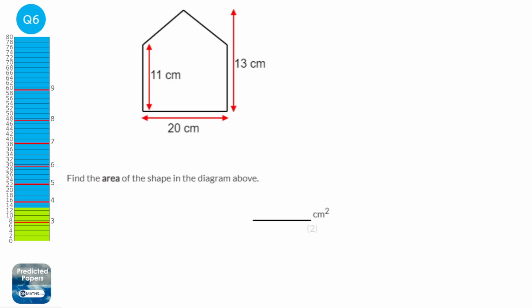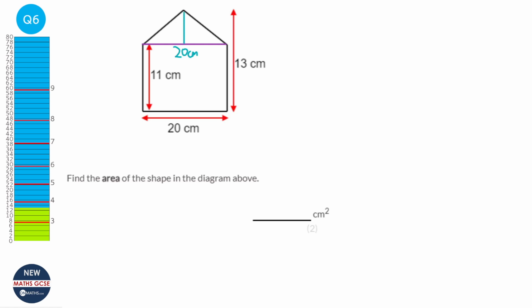To answer this question, we need to cut this shape into 2 shapes. So we're going to draw a line across here, and we're going to cut it into a rectangle and a triangle. Now we need to first of all label the parts of the triangle. So the width of the triangle, the base, will be the same as the base at the bottom, so that will be 20 centimeters. And we need to find the height, which is this length here, which is 90 degrees to the base.